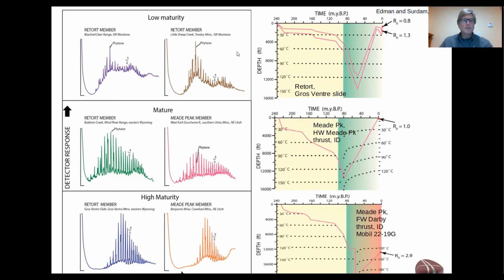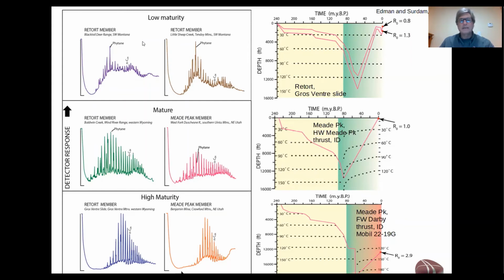All right, looking at some more geochemistry of samples from the Phosphoria, the panel on the left is from Jeremy Dahl and others in 1993, and they're showing here a series of gas chromatograms that were derived from rock extracts both within the retort member of the Phosphoria as well as in the Mead Peak member of the Phosphoria.